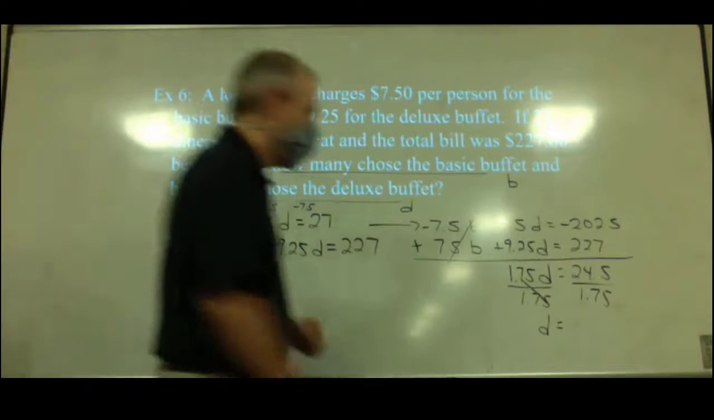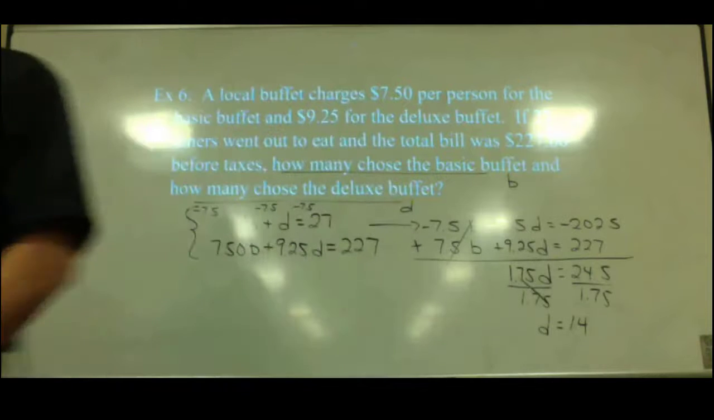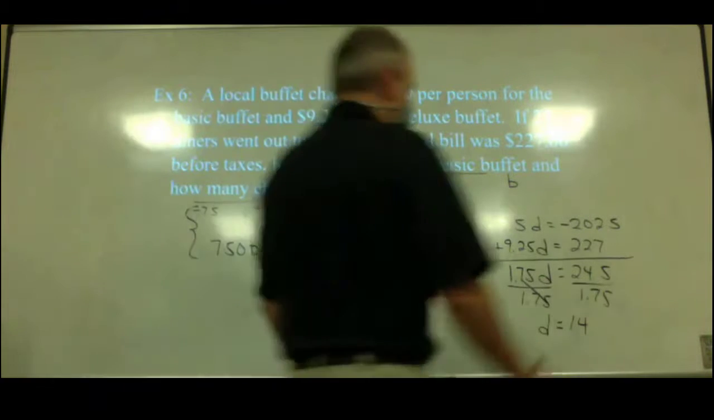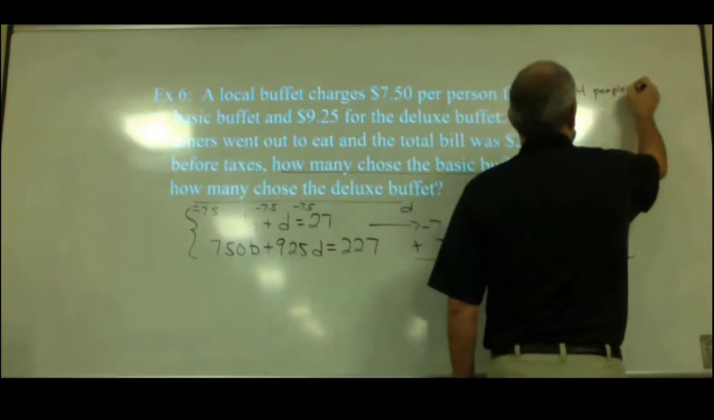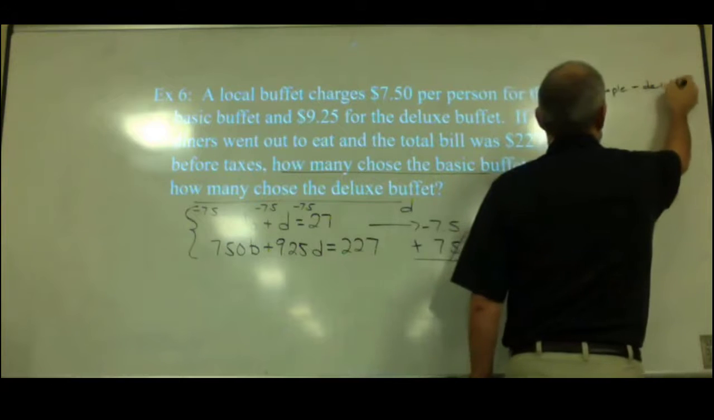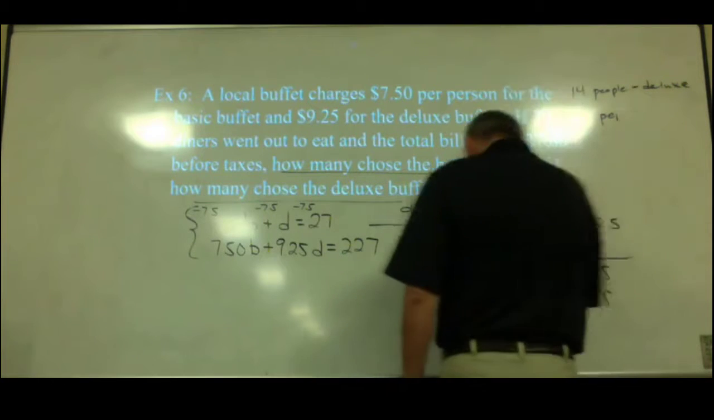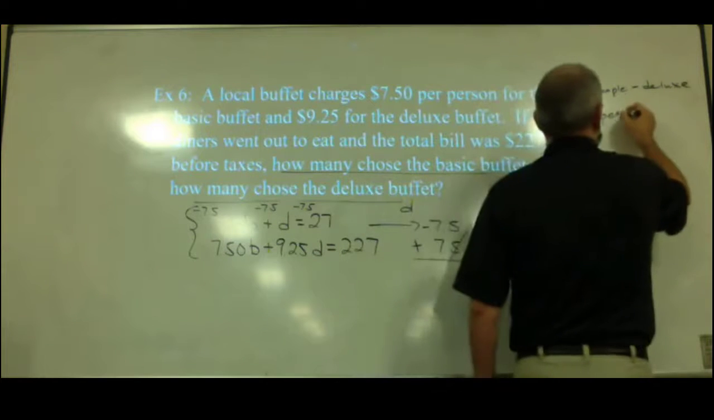14? Yeah, that's a good number because at least that means it's an even number of people. We don't want to have 13 and a half people eating a certain buffet. Okay, so 14 people ordered the deluxe, right? What does that mean about how many people ordered the basic?